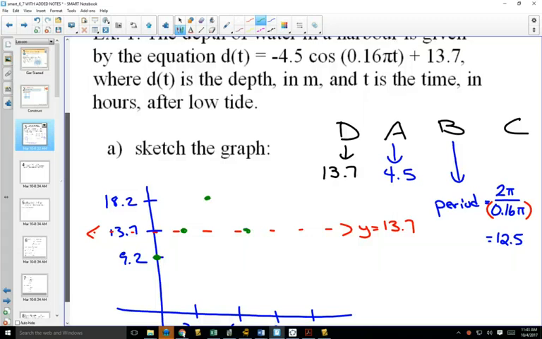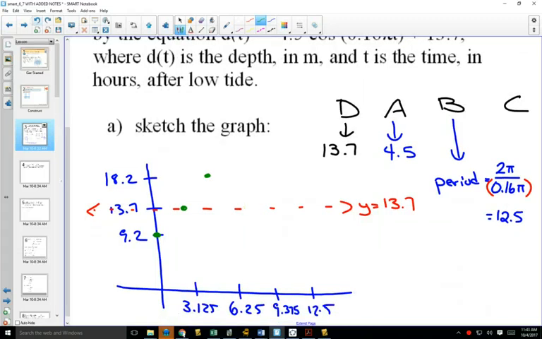Whoa, am I a little bit off? Yes. There we go. There. That's better. And so here is our graph.